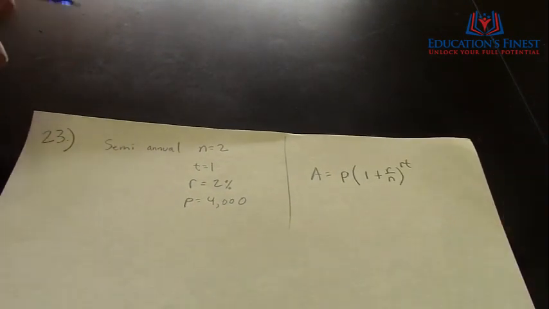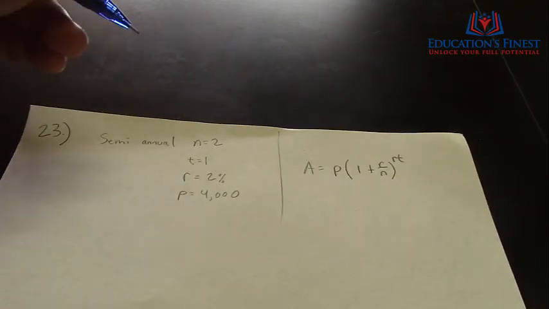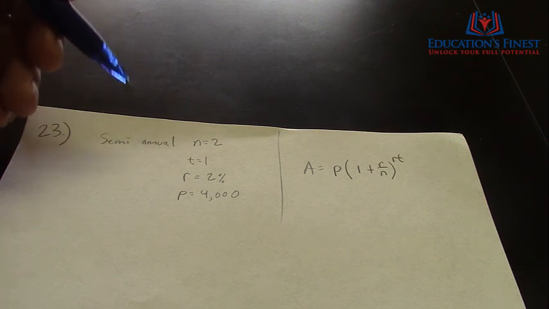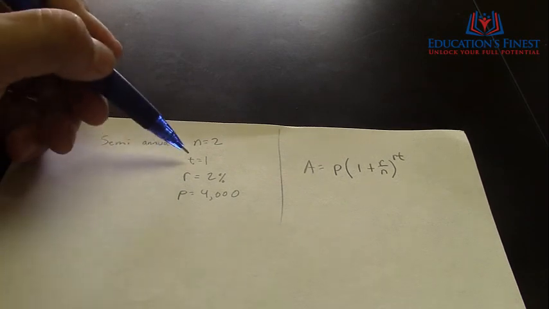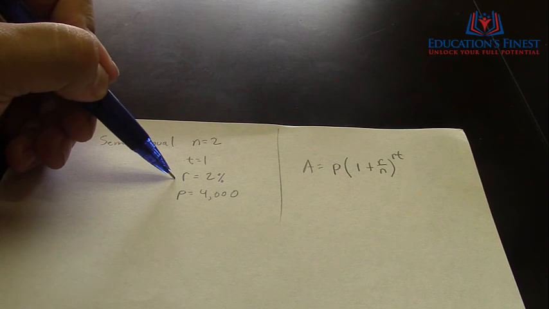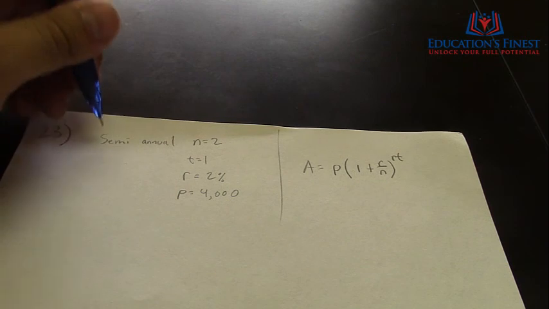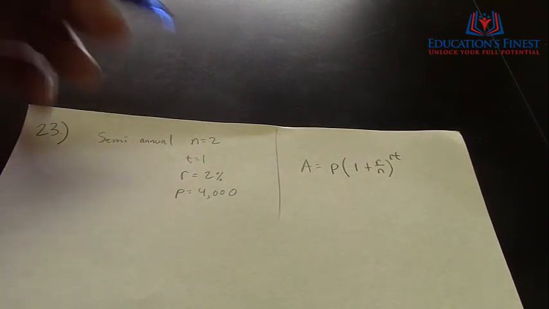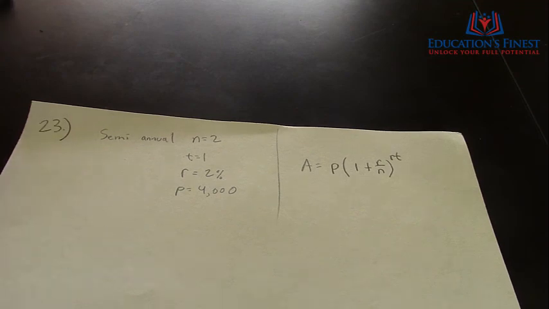Alright, we're on to our last problem of this review, number 23. Okay, so this would be a word problem, and it's going to say something like, how much money will Amy have after 1 year with a rate of 2% if she started with $4,000 and it's compounded semi-annually, okay? So that's what it's going to read. I don't actually have the word problem written down on this review, but it's going to read something like that.